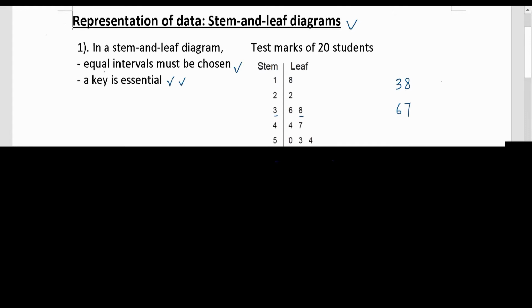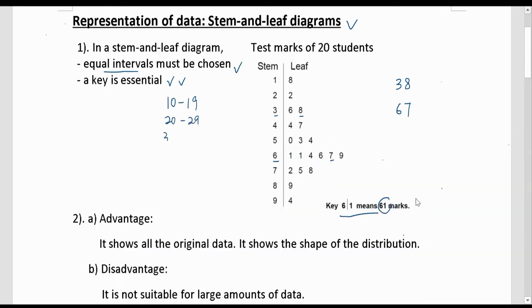Okay. How about equal intervals? According to this stem and leaf diagram here, the intervals taken would be 10 to 19, 20 to 29, 30 to 39, and so on until 90 to 99. See, they are all equal intervals. All right, so that is how we construct a stem and leaf diagram.